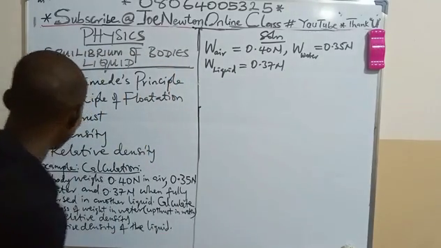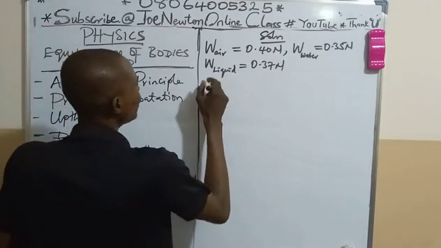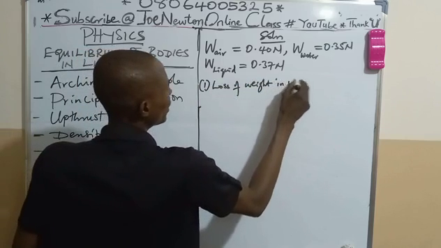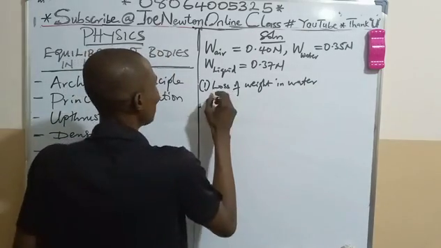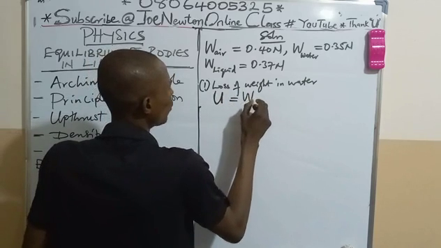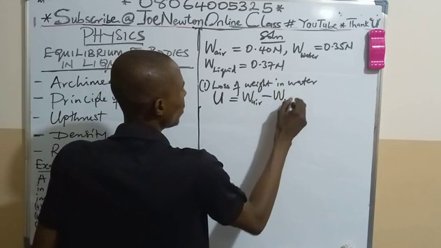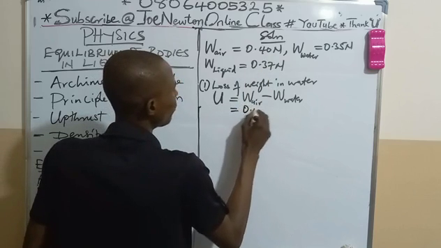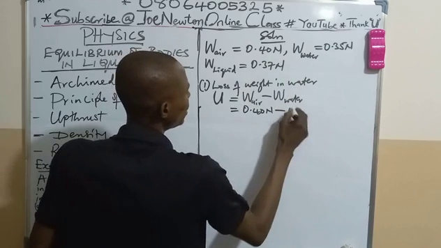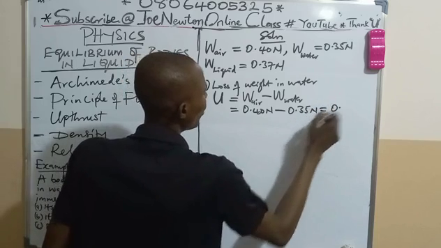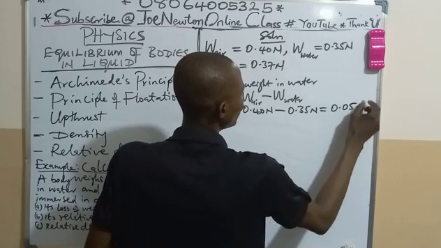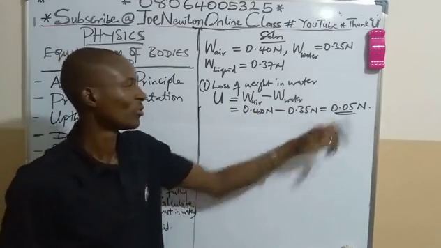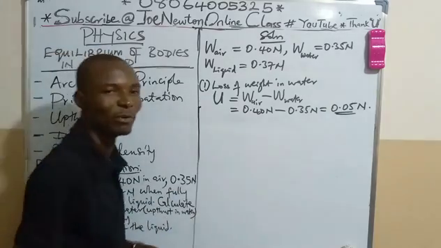Then we are asked to calculate its loss of weight in water, which is the upthrust. Question (i), loss of weight in water, of course, that is the upthrust in water. Upthrust in water equals weight of the object in air minus weight of the object in water. That will give you the weight in air, 0.40 Newton, minus the weight in water, 0.35 Newton, giving you 0.05 Newton. So that is the upthrust. That is the upthrust exerted on the body by the water.